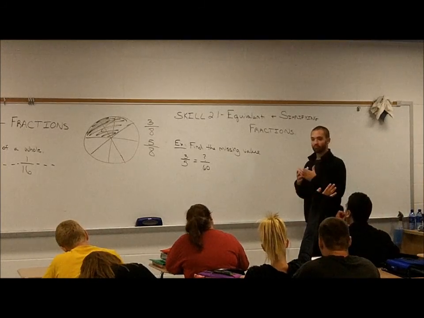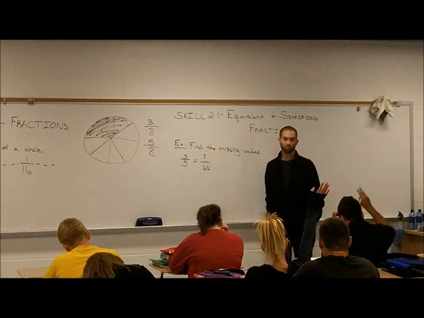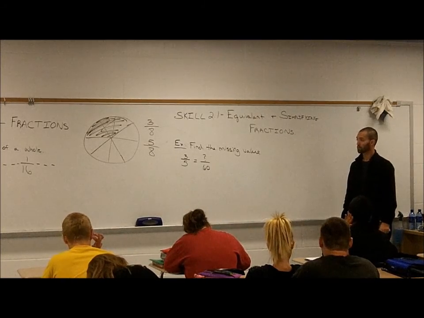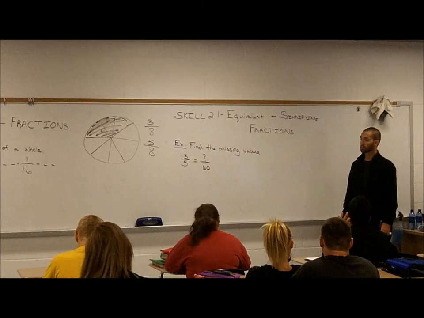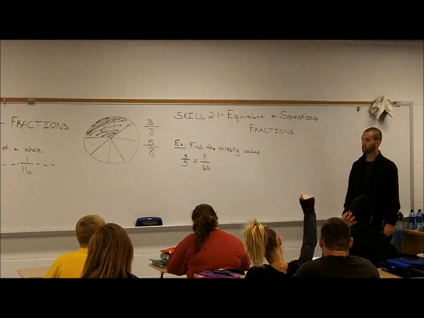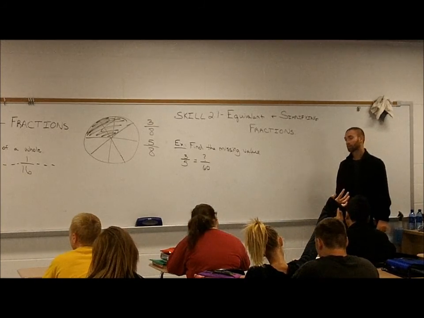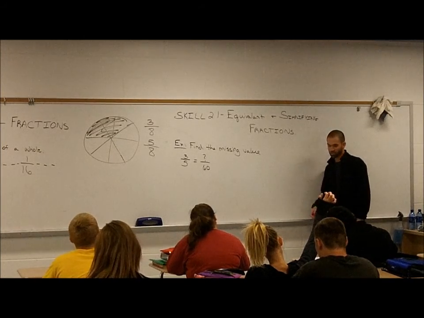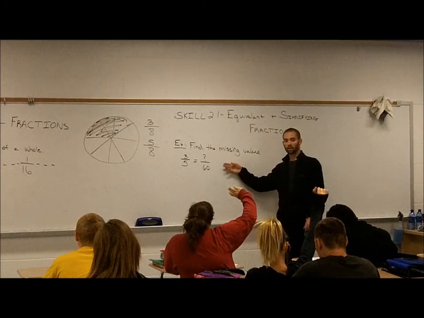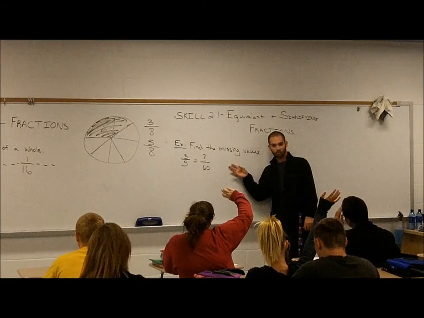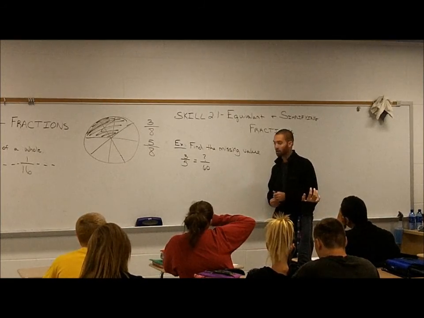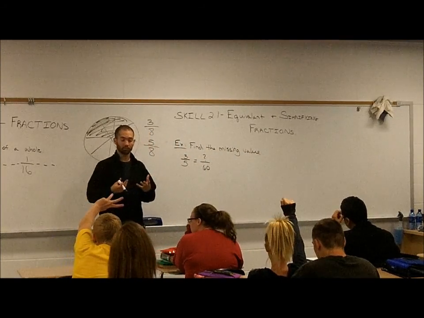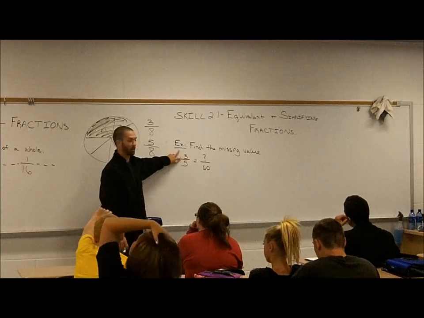How would I go about finding what this question mark would be? What's one way to do this? Antoine? Take it times 3? 3 and 5 times 3? And that's going to give me the question mark? No, not quite. You have the right idea though, multiplication. Remember? To find an equivalent fraction, we had to multiply both the top and bottom by the same number.